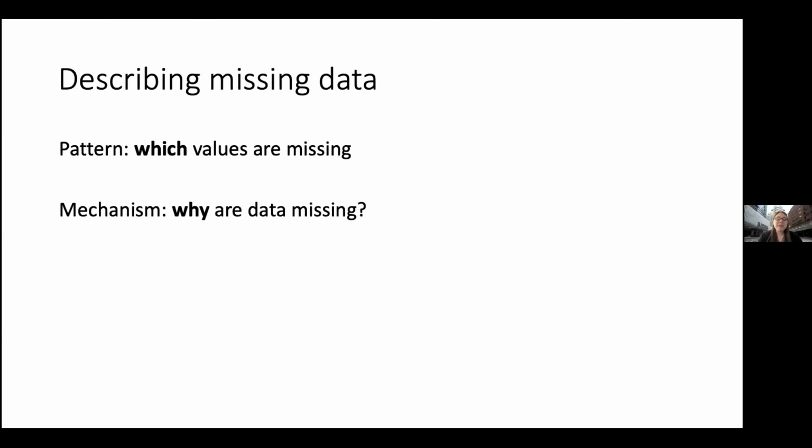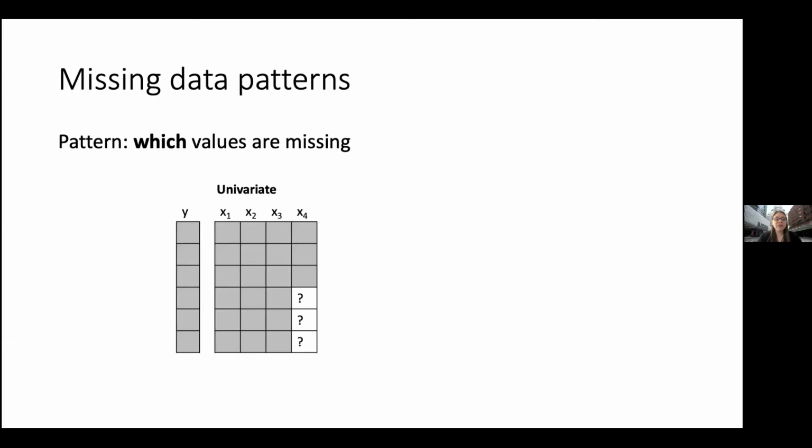So let's jump into some basic terminology. First, we're going to describe missing data in a few ways, two being the missing data pattern, which values are missing, and then the missing data mechanism, which is why data are missing. So when we talk about missing data patterns, we can actually look at them graphically.